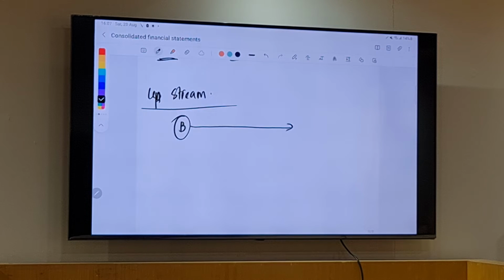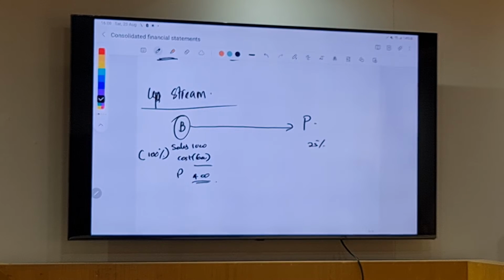The subsidiary is selling goods to the parent. Now remember, this is not always 100% ownership. Sometimes 100%, sometimes 80, sometimes 70. That means there are non-controlling interest shareholders coming in. Now let's say the same sales, 1000, cost 600. So profit how much? 400.